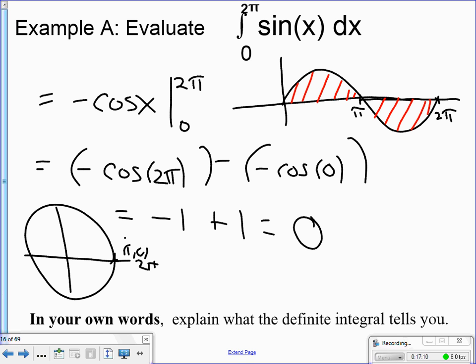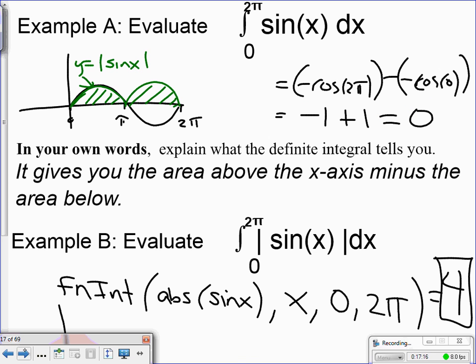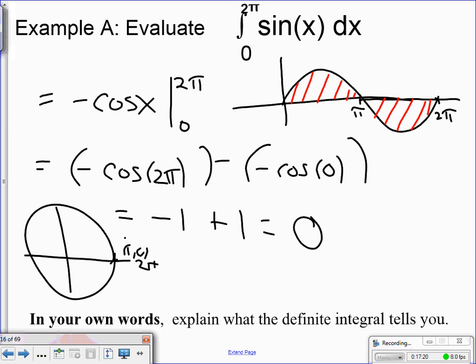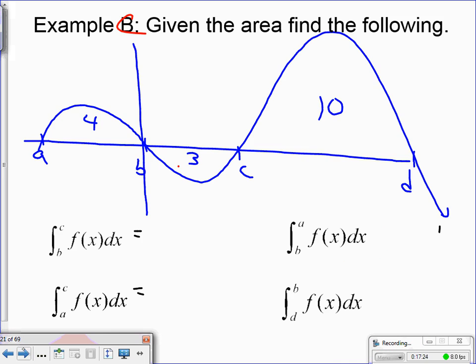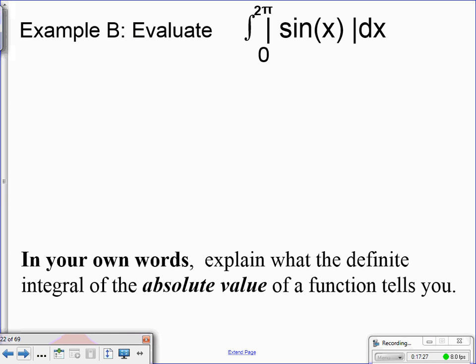Remember that. Oh, I don't want that one. All right. Sorry. This is what I want.